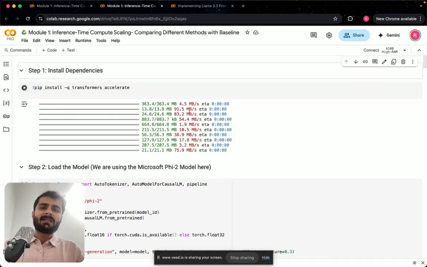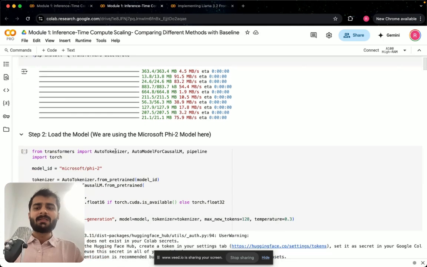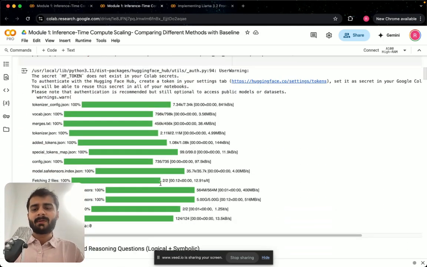So let's have a look at this notebook. Again, this file will be shared with you, so don't worry. The first step is to install dependencies. Next, we are going to load the model. We are using the Microsoft Phi 2 model over here.